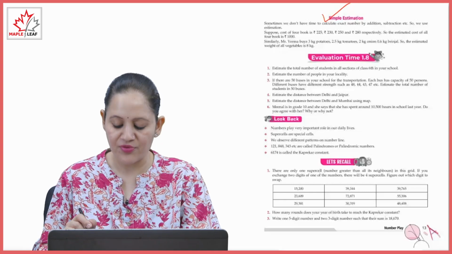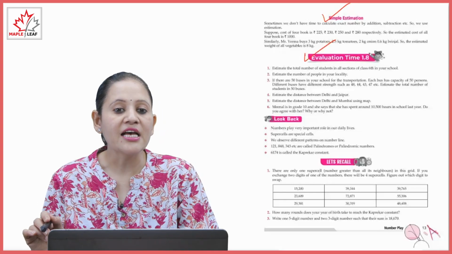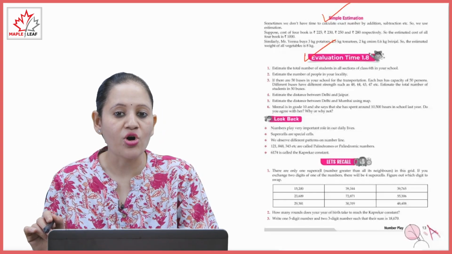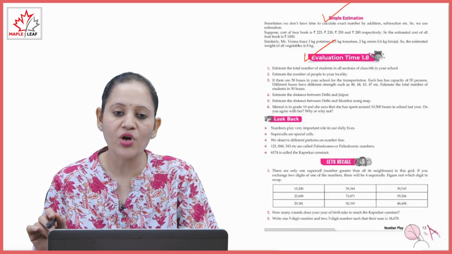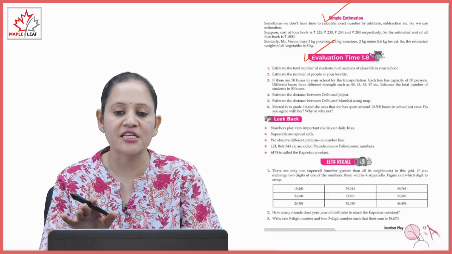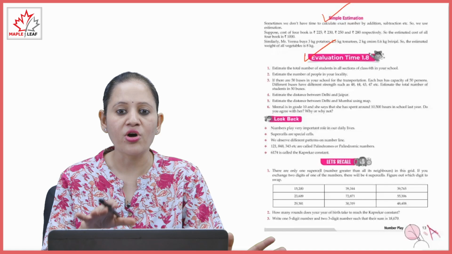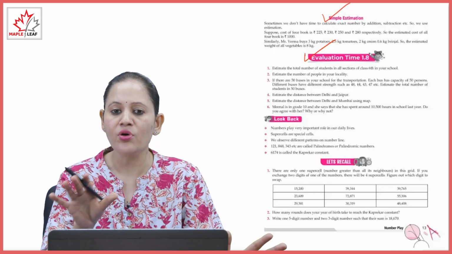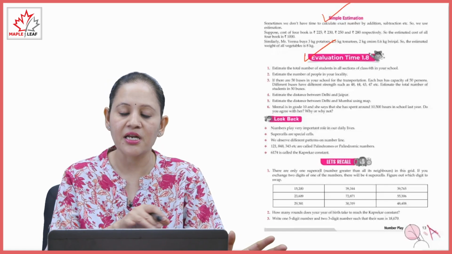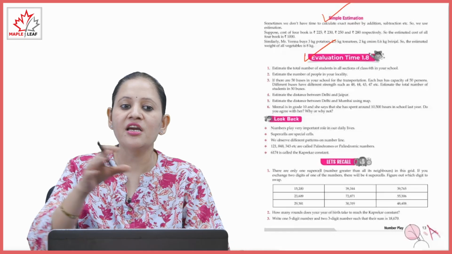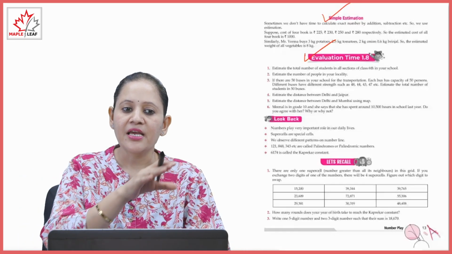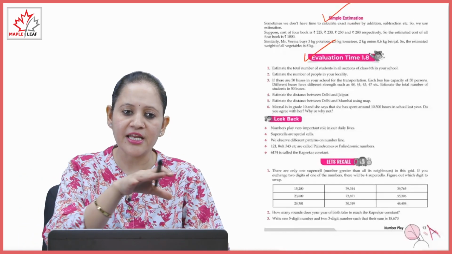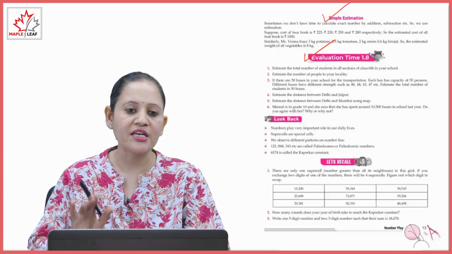Next is evaluation time 1.8. Estimate the total number of students in all sections of class 6th of your school. So you have to estimate, across all the sections. Estimation will not give the exact number, it will give you an idea of almost how many there are. Like you know that this section has 40, this one has 42, this one has 38, so you will take an idea and round off to give a number.